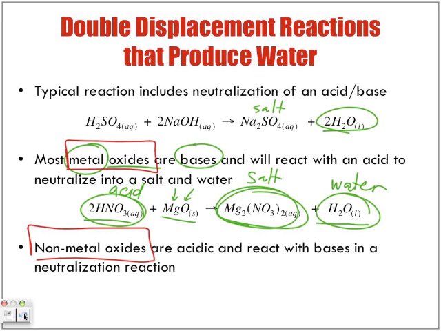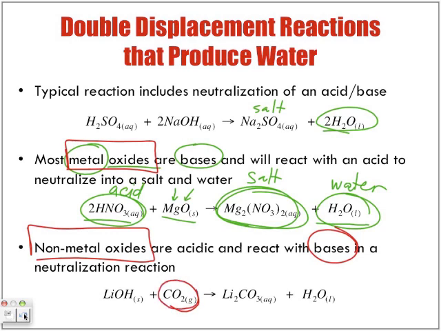So now, non-metal oxides are acidic, and obviously if they're acidic, if they react with a base, they will form a neutralization reaction as such. So here's one. Carbon dioxide gas, considered acidic, combines with lithium hydroxide, which is our base. We're forming water, and here is our salt.